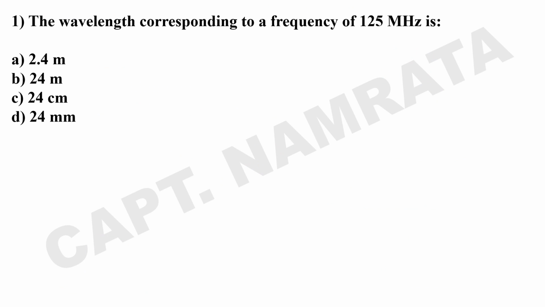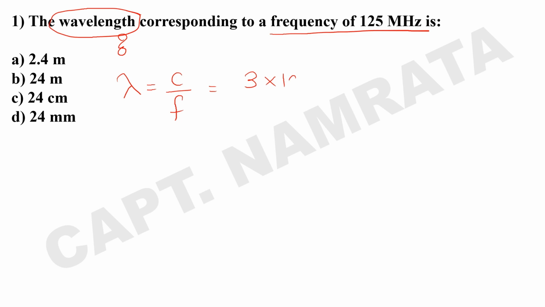Now let's do one numerical. In this, we have to calculate the wavelength. Frequency is given as 125 megahertz. The formula we will be using is lambda equals C upon F. The speed of a radio wave is constant, which is 3 into 10 raised to 8. The frequency in our numerical is given in megahertz. For easy calculation, always convert this to hertz. If you remember the table, you can straightaway take the conversion as 10 raised to 6. This will give me frequency in hertz.